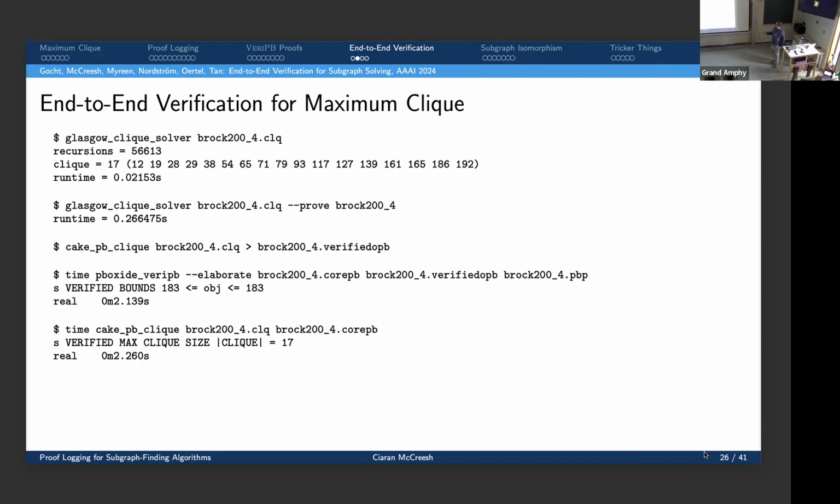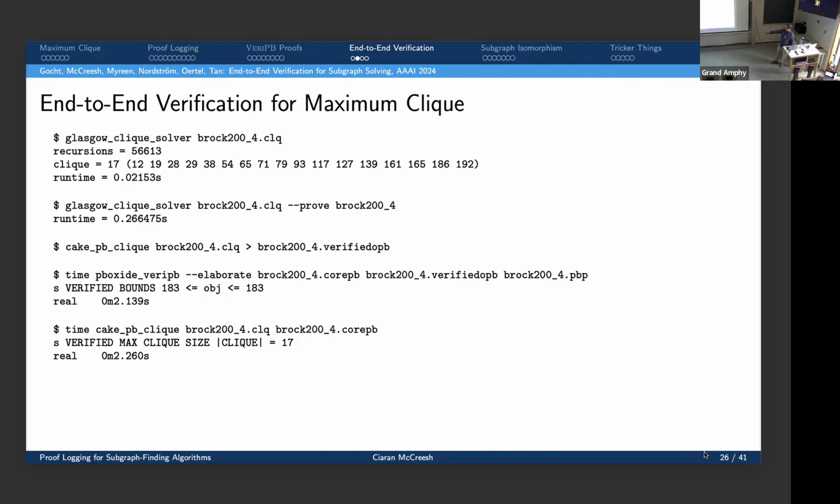We can produce a fully verified encoding. We can ask VeriPB to check the proof. VeriPB says yes, 183 is the solution. This is a 200 vertex graph where the clique size is 17. And finally, we can run the formally verified checker. And the formally verified checker actually knows that, yes, this is a clique problem. So it gives you the output in the correct language again.